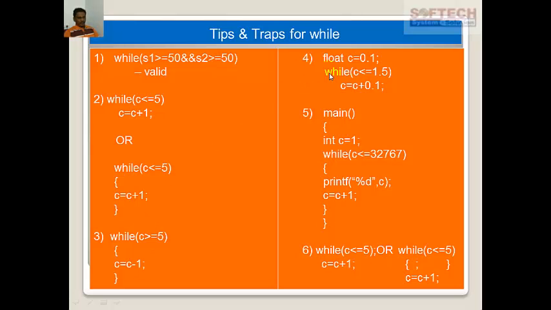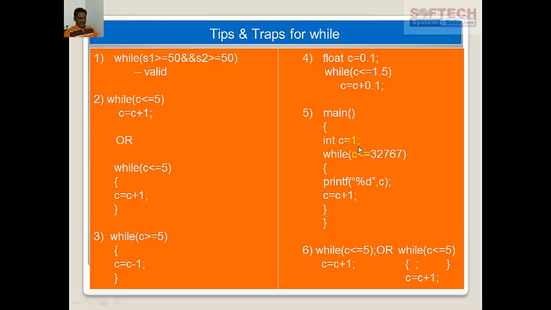In the fourth one, float C equal to 0.1, while C less than or equal to 1.5, C equal to C plus 0.1. We can increment with a float value. It's not only integer values. The initialization may be float or double, anything. We can increase with a float value. The float is also eligible for the while condition.